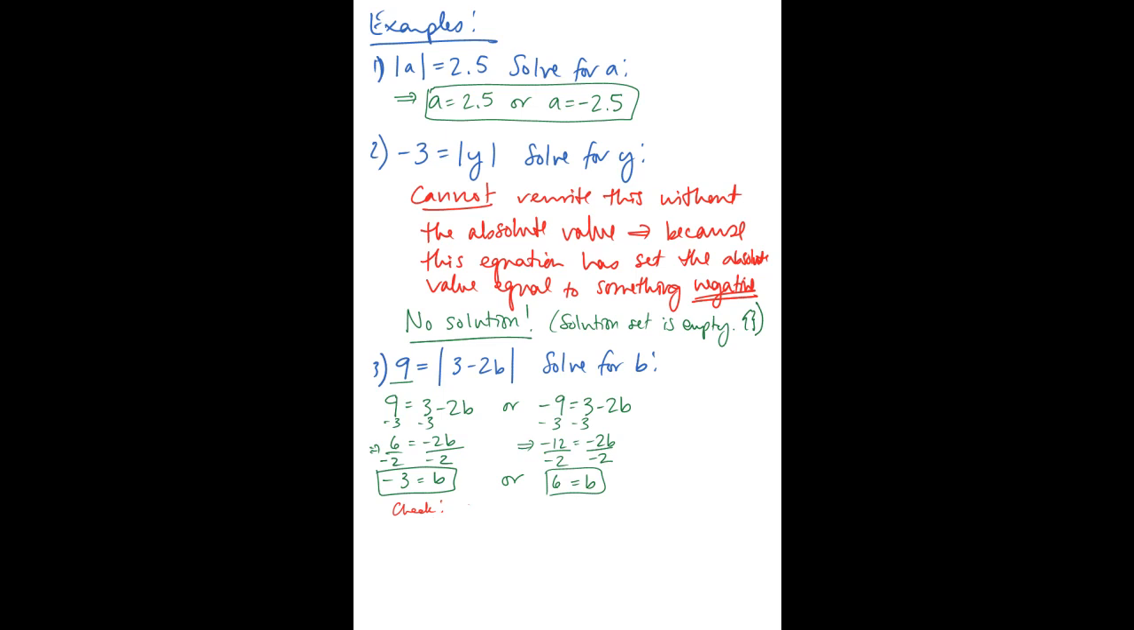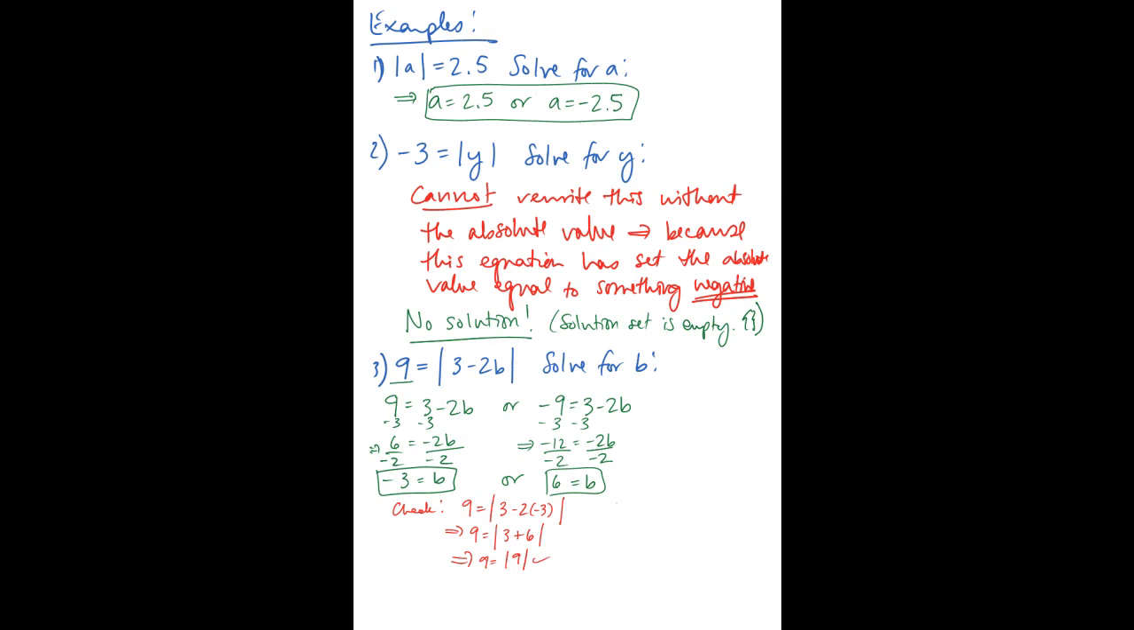So I have 9 is equal to the absolute value of 3 minus 2 times b. So I start by plugging in the negative 3 value, and that gets me 9 is equal to the absolute value of 3, negative 2 times negative 3 is positive 6, so I get 3 plus 6. So I get 9 is equal to the absolute value of 9, and that's certainly true.